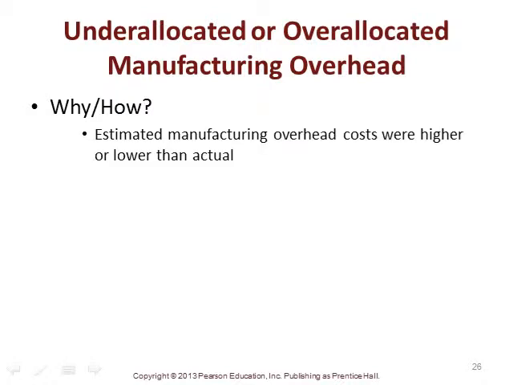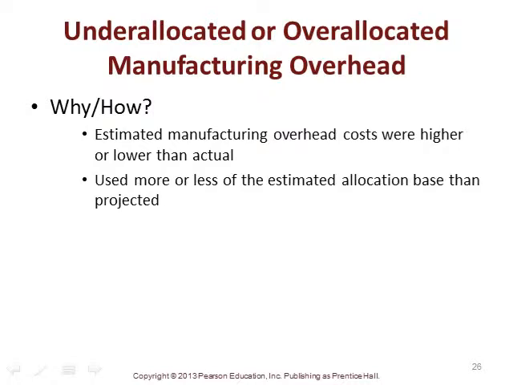So how or why do we end up with underallocated or overallocated manufacturing overhead? That's because estimated manufacturing costs were higher or lower than actual, right? So the 200,000 versus the 190,000 or versus the 220,000. We may have used more or less of the estimated allocation base than projected. And so there are two solutions with respect to this.